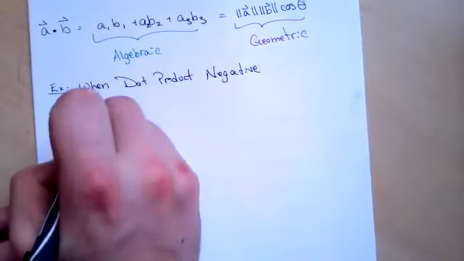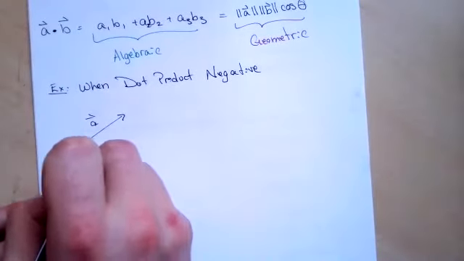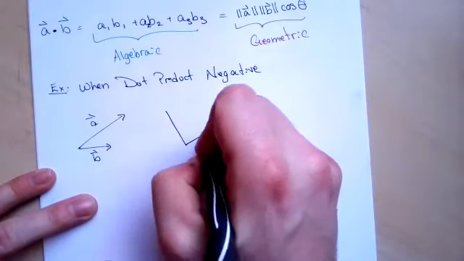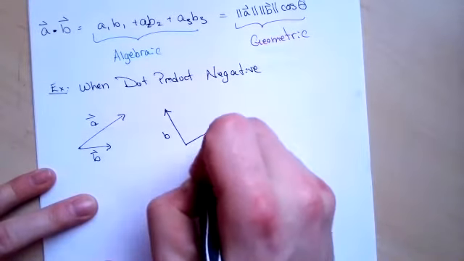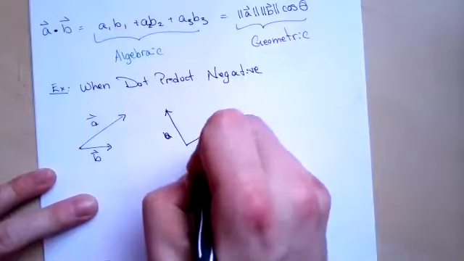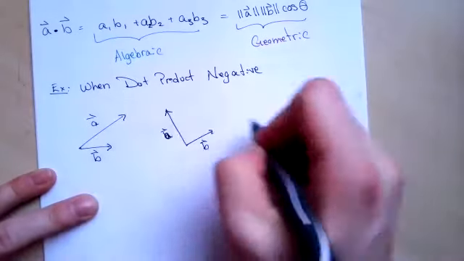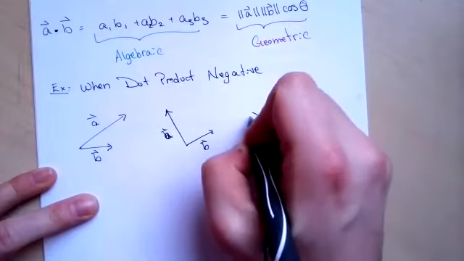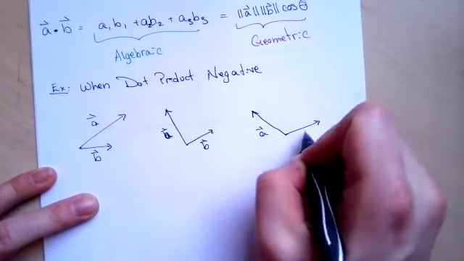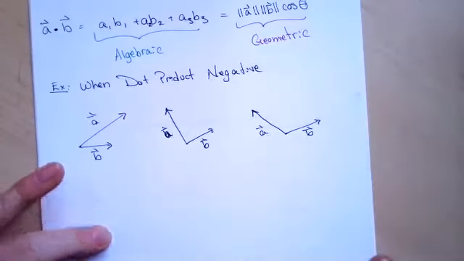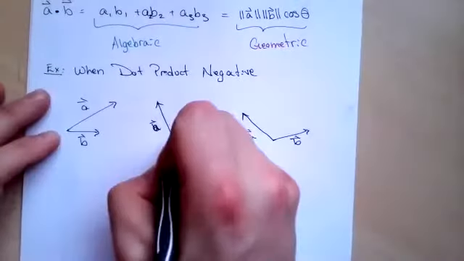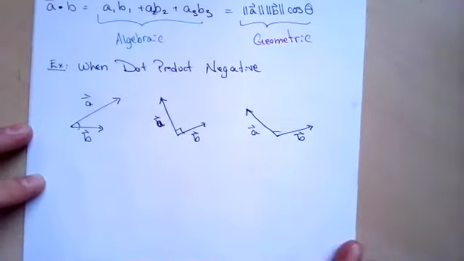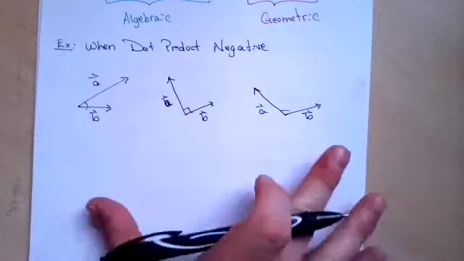The three examples we want to look at are going to look like that. And then we also have an obtuse angle. So this one's a right angle, acute angle, obtuse angle. So when is the dot product going to be negative?